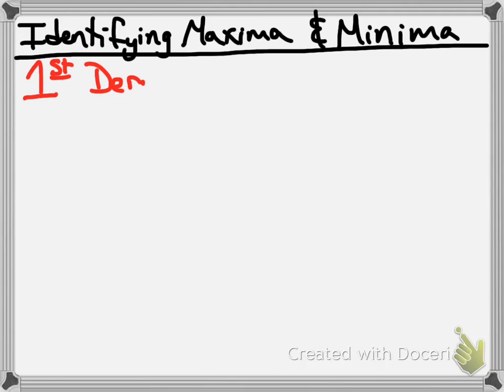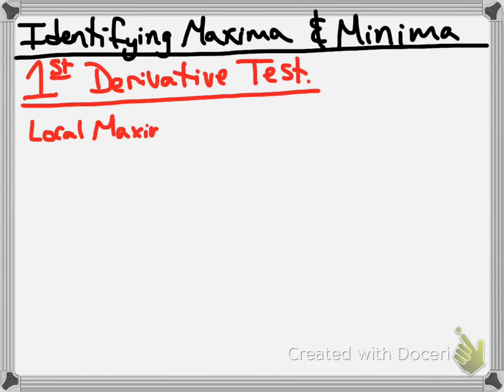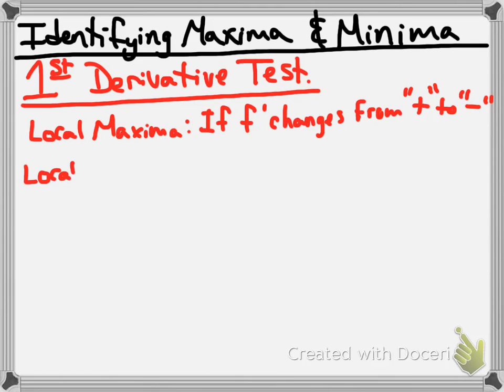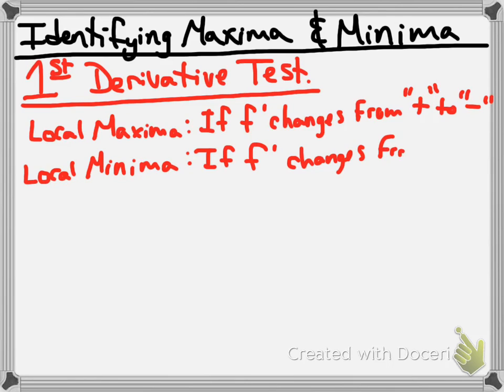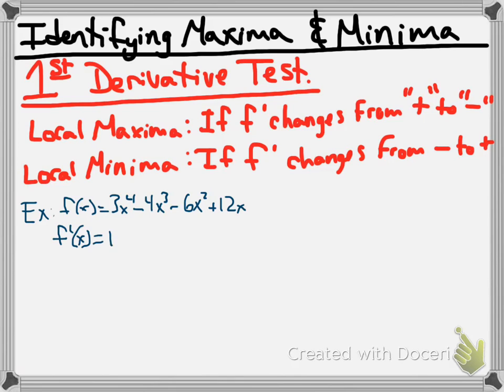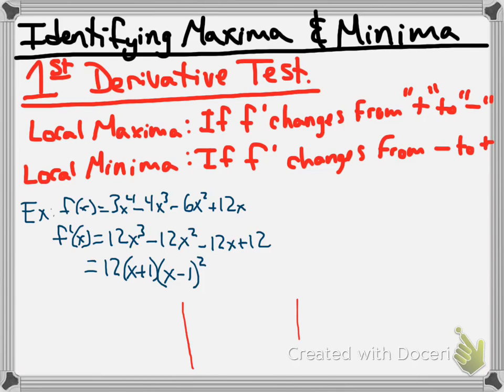Identifying maxima and minima. Maxima and minima are points on your function that have the smallest possible value of y, or the largest possible value of y. So to find the maxima and minima, you use the first derivative test. To find local maxima, if f prime changes from positive to negative, then you have a max at that point. And for local minima, it's when your first derivative, f prime, changes from negative to positive.